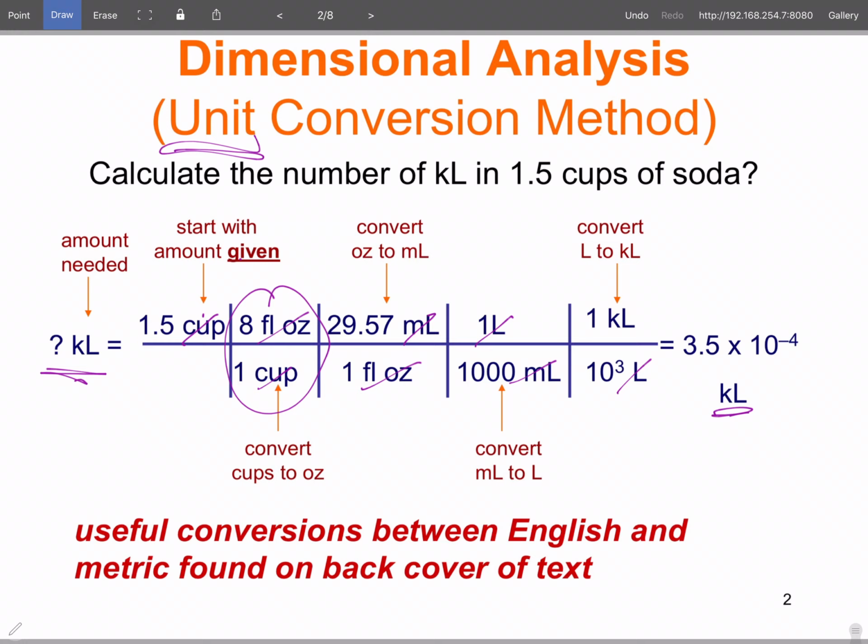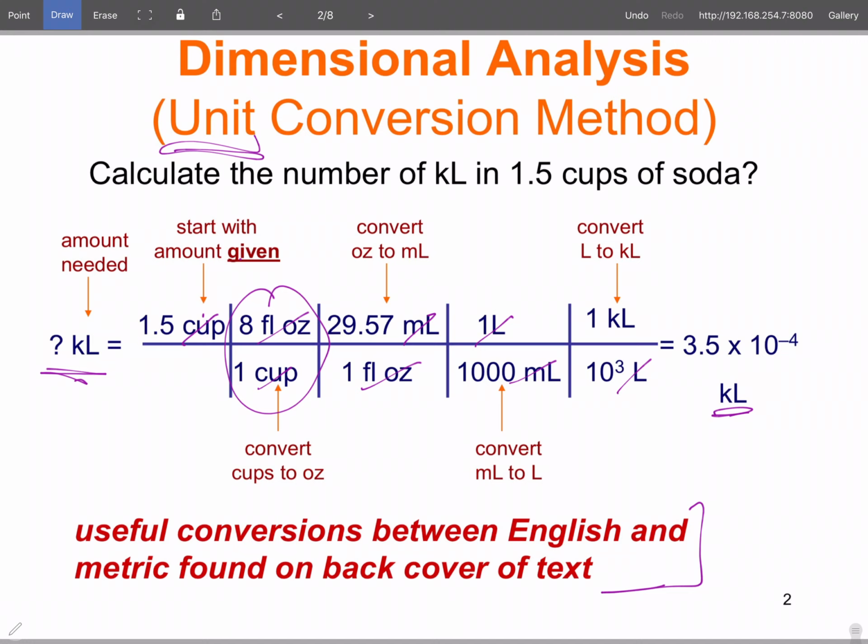Useful conversion units between the English and metric systems are found on the back cover of the text. You will be given English to metric conversions on the formula sheet you're given for the test, but all the metric you're responsible for. So, we're going to look at several of these as we go forward that have already been worked, and then we're going to work several.